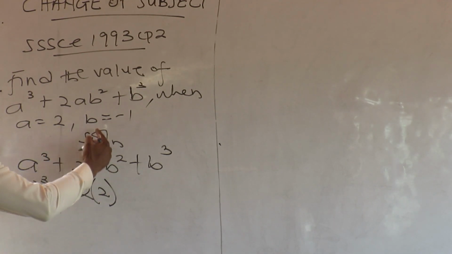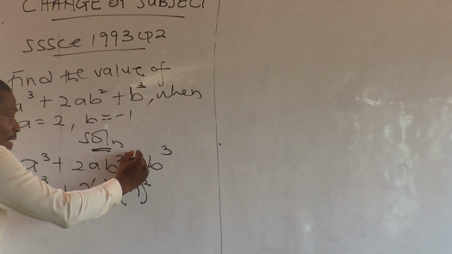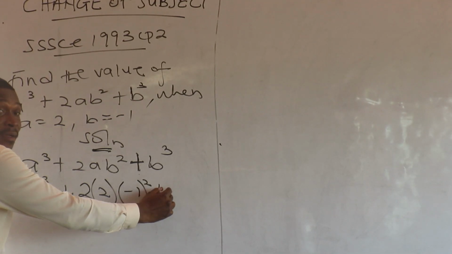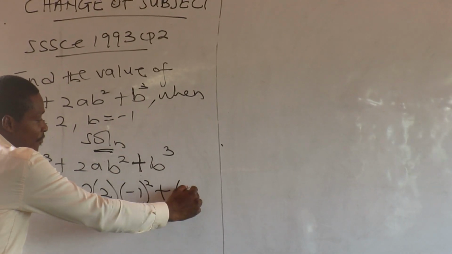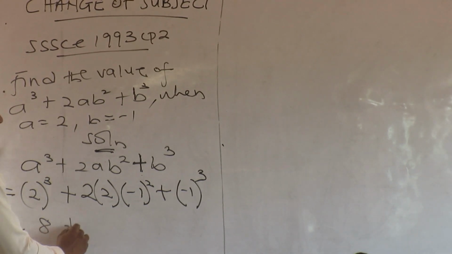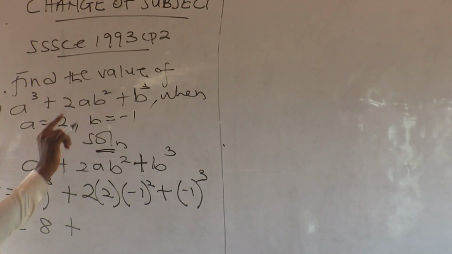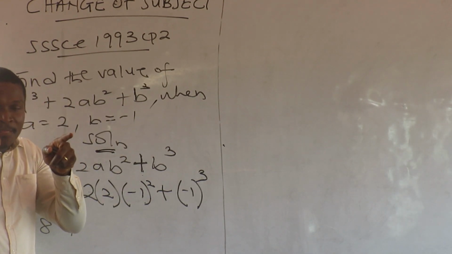Whenever you see B, you put negative 1, squared. That is a plus. Whenever you see B again, negative 1, cubed. This will give me 8. 2 to the power 4 is 16. Negative 1 squared will give you positive 1, okay? When you square a negative, you get positive.